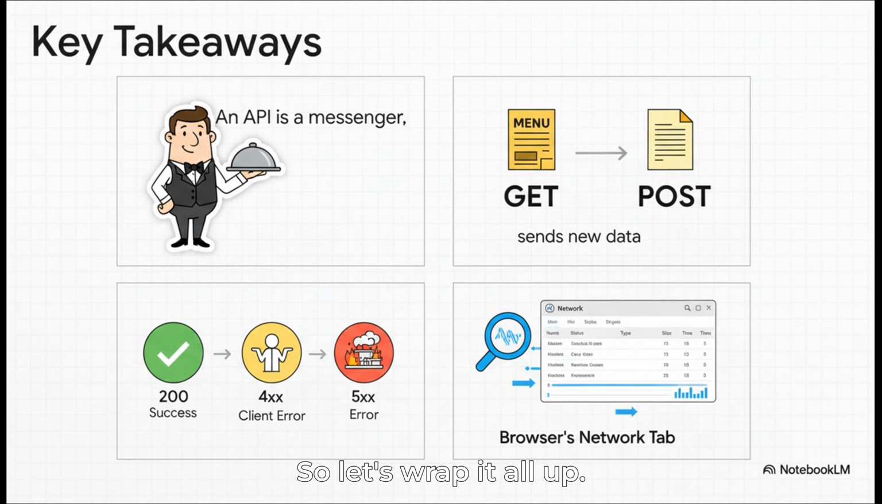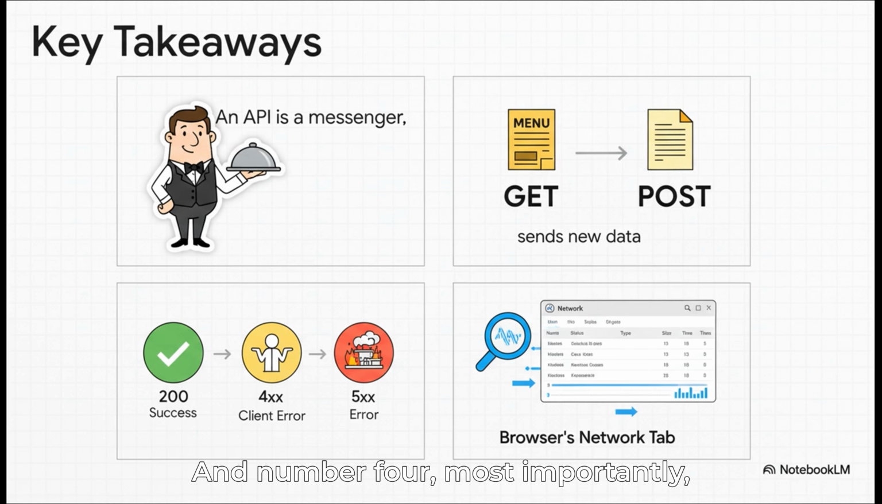So, let's wrap it all up. What are the key takeaways? 1. An API is just a messenger, a waiter for the web. 2. GET is for asking for data. POST is for sending new data. 3. Status codes are the kitchen's reply. 200s are good, 400s are the user's fault, 500s are our fault. And number 4, most importantly, you can see all of this for yourself in your browser's Network tab.